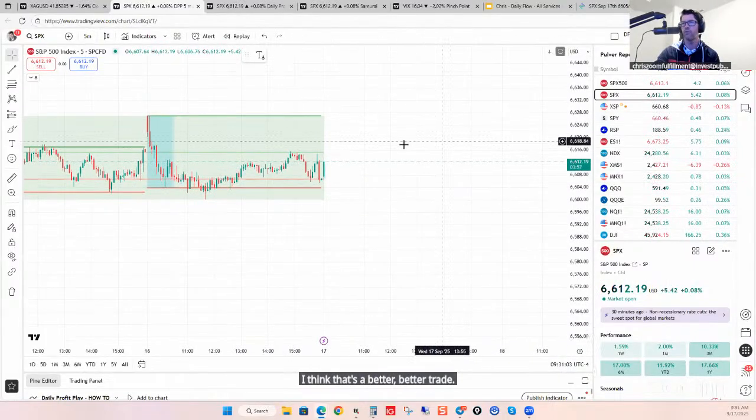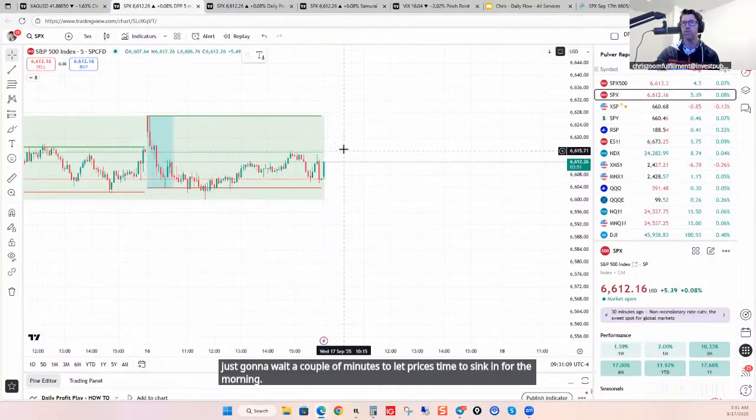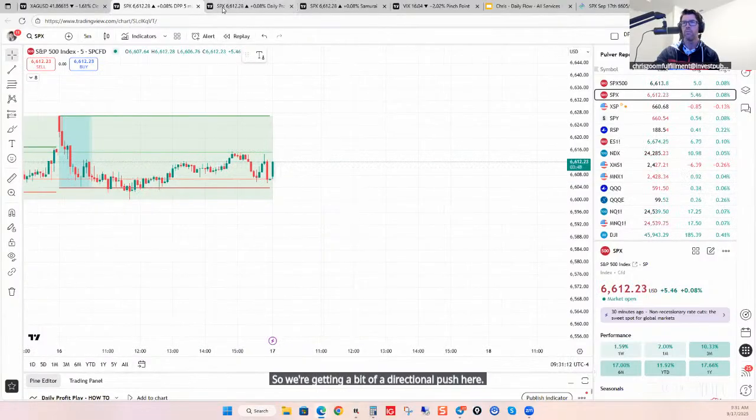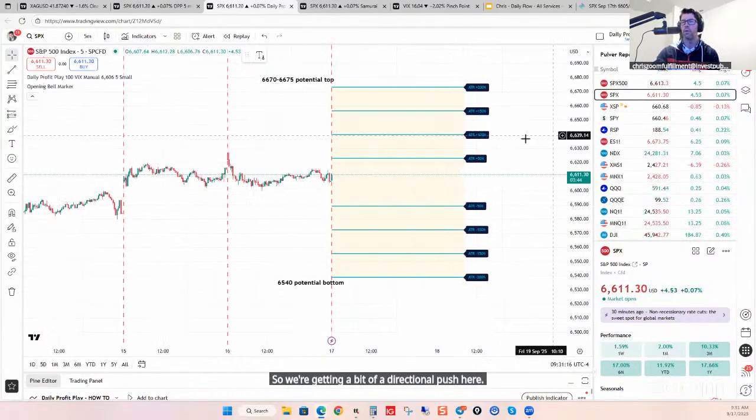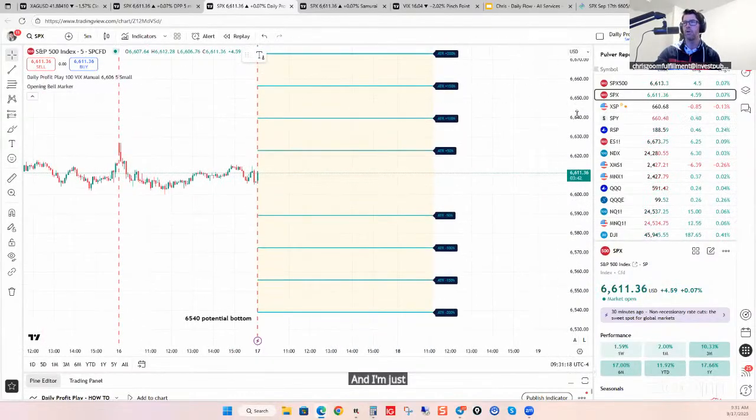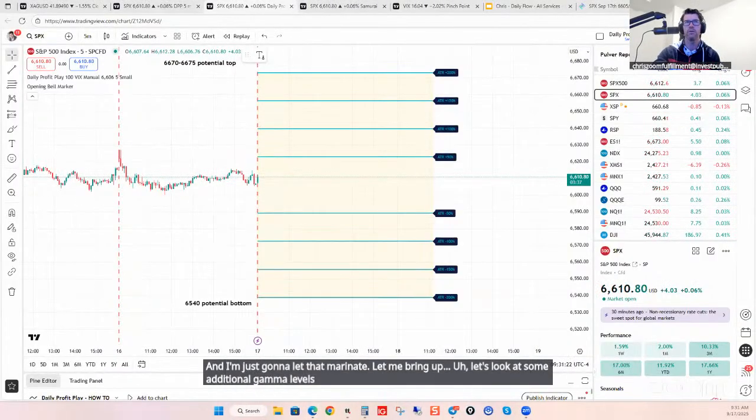Okay, so what I'm going to wait for is a couple of minutes to let price just kind of sink in for the morning. We're getting a bit of a directional push here, and I'm just going to let that marinate. Let me bring up some additional gamma levels and liquidity levels here.